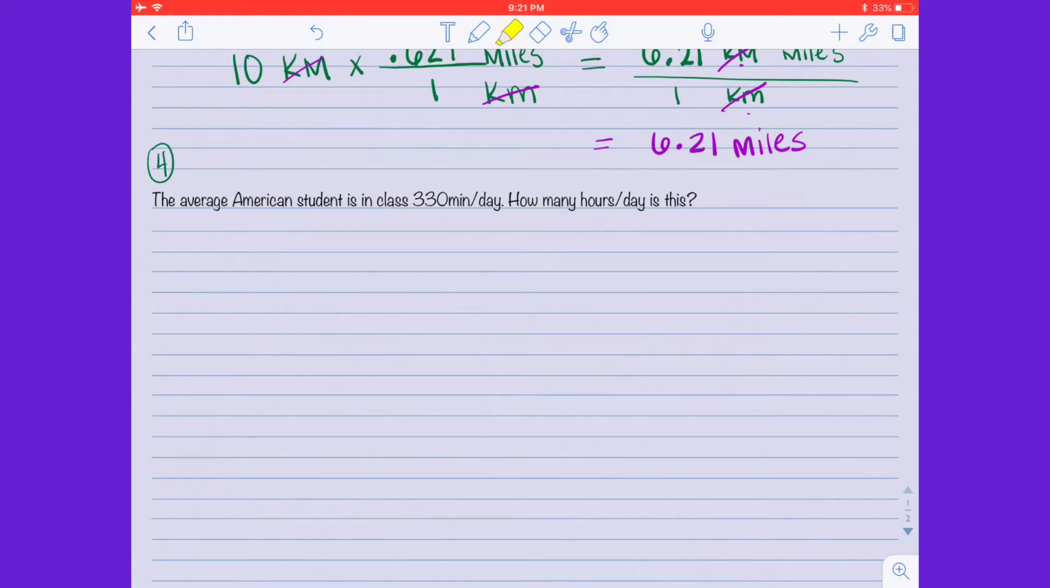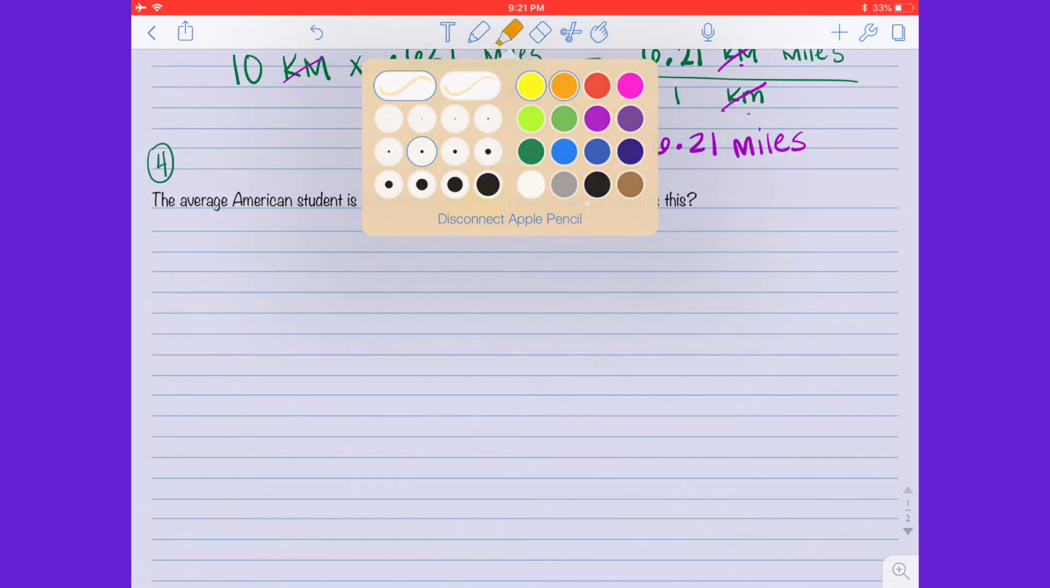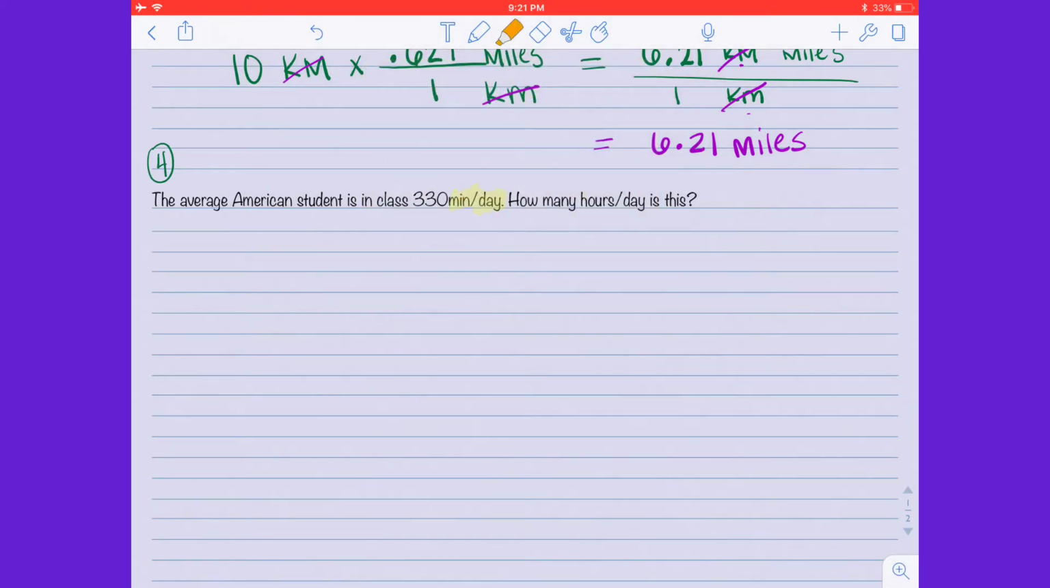So the starting value is, I know I have 330 minutes per day. So that is my unit that I'm starting with. The unit that I'm trying to get to is hours per day. And so I'm going to see if there's any type of relationship here that I can make. So I'm looking at 330 minutes per day. I can write it like this, right? I can write it as a fraction, 330 minutes per day. And I want to know how many hours per day this is.